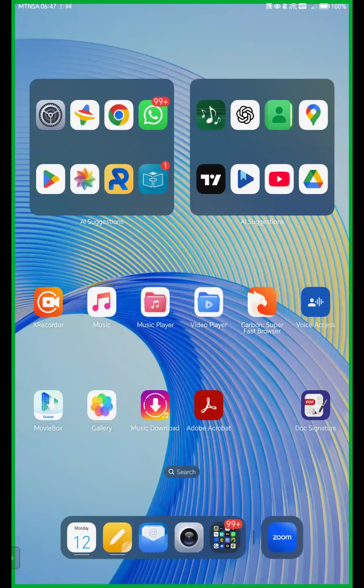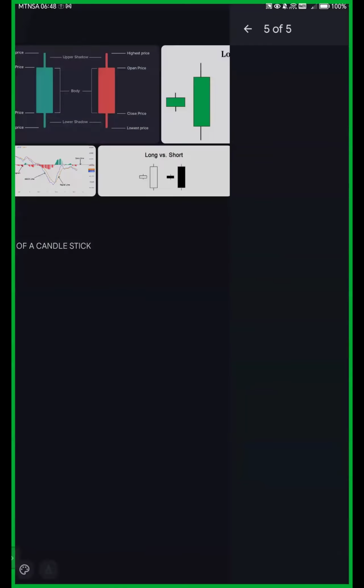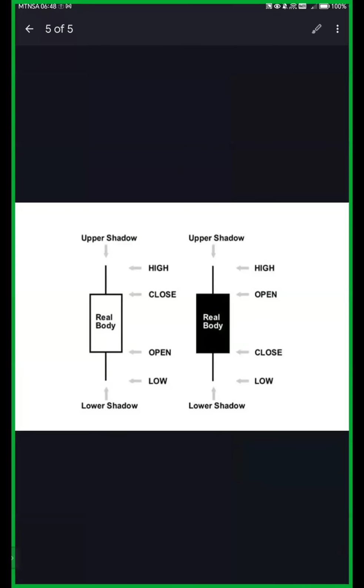Okay, so today we are going to pick from where we left on Friday, and today we are going to look at the candlestick anatomy. All right, we're going to look at the candlestick anatomy today.